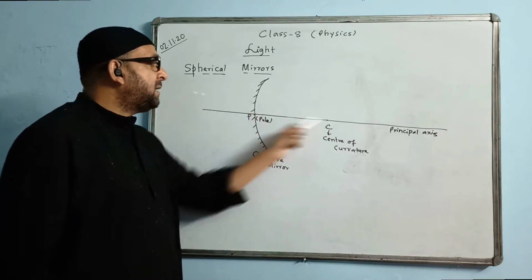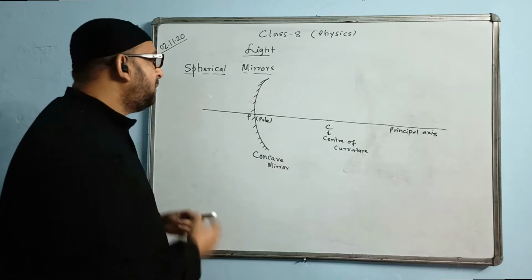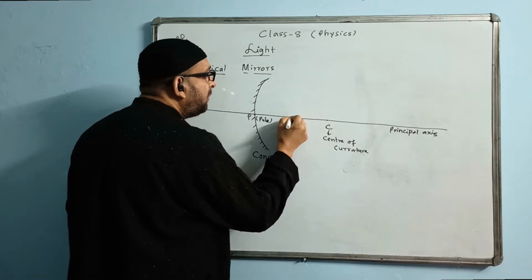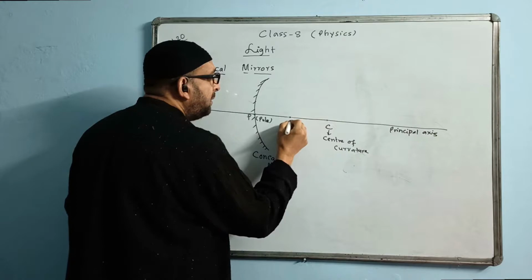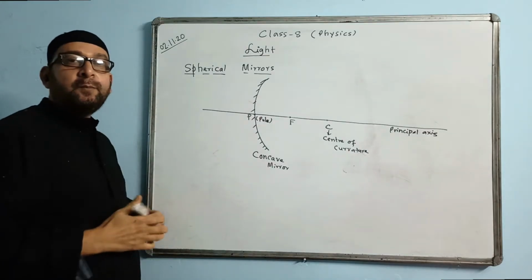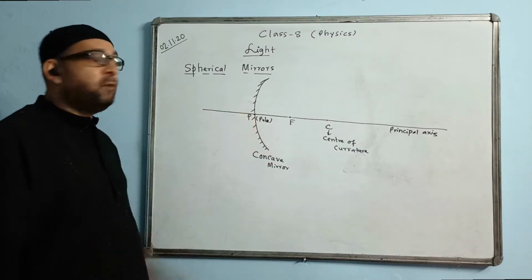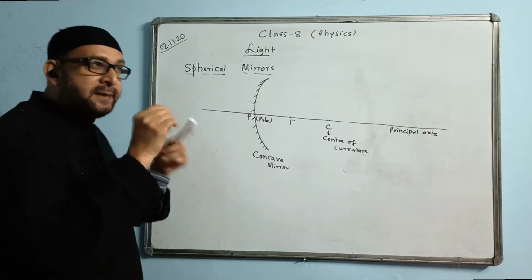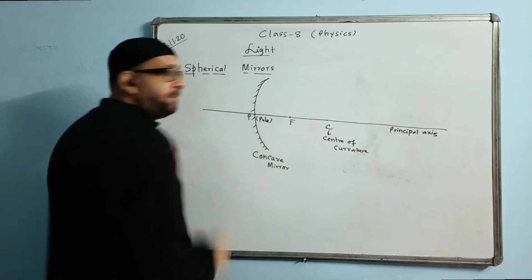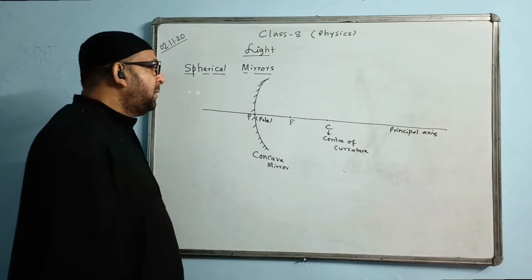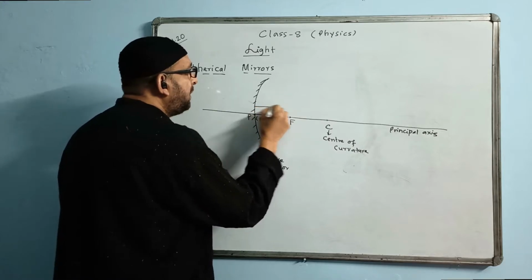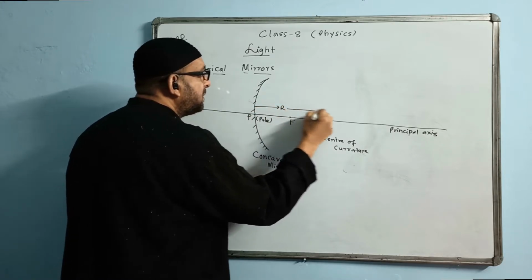Between the points P and C, exactly midway, at the midpoint of the line joining P and C, there is a special point, denoted by F, and it is called the focus. It is called the principal focus or focus of the mirror. The distance of the center of curvature from the pole of the mirror is called the radius of curvature. From here till here we have the radius of curvature.